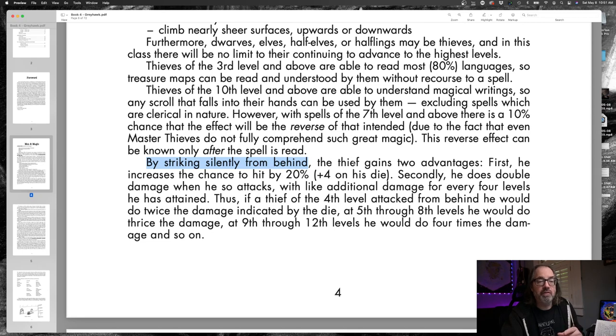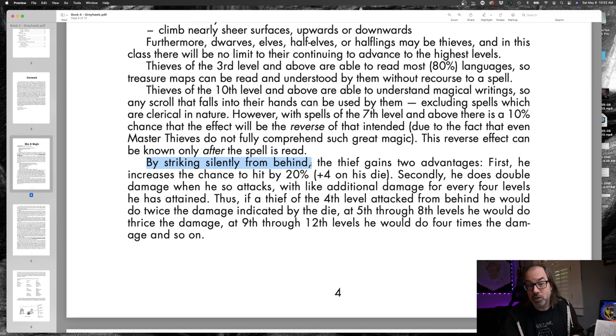The thief gains two advantages. First, he increases the chance to hit by 20%. Secondly, he doubles the damage, and then it talks about how it goes up as they go up each level. So here we've got a thief striking silently from behind. It doesn't say specifically what they have to do for that, because this is OD&D, right? So figure it out. They get a bonus to hit, and they do massive amounts of damage. It doesn't say anything about being precise. It doesn't say anything about being skilled warriors. It says if they're striking silently from somewhere.